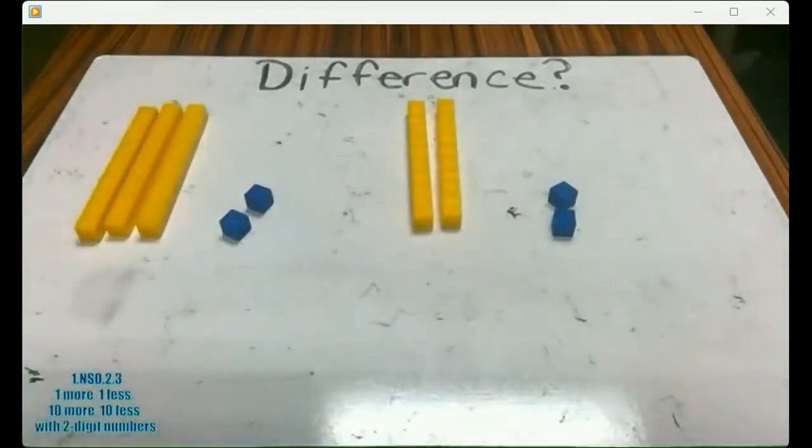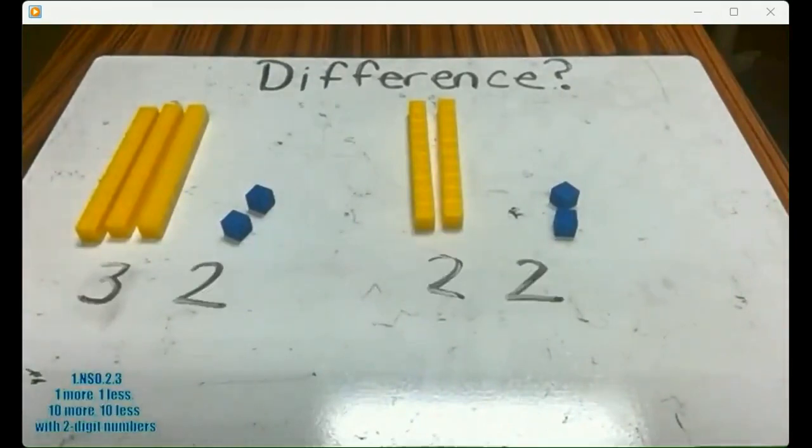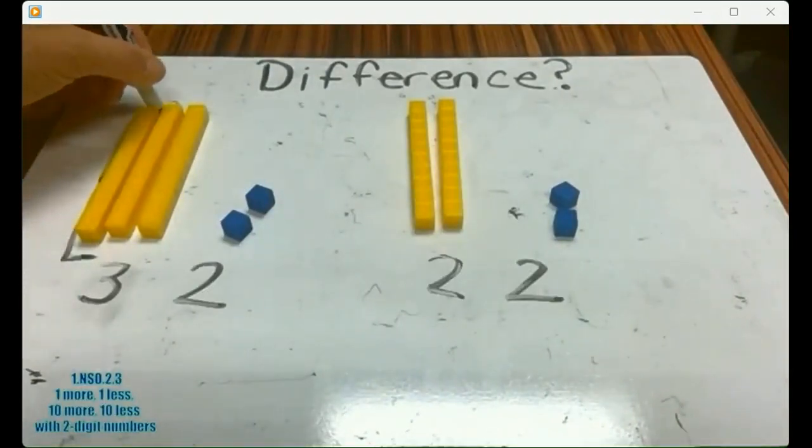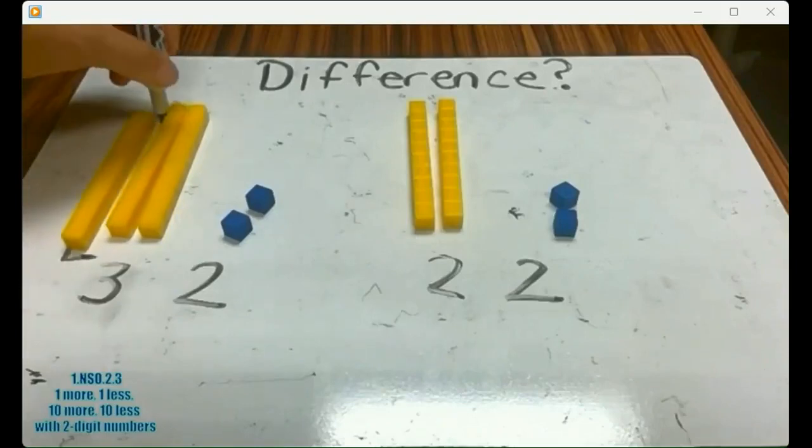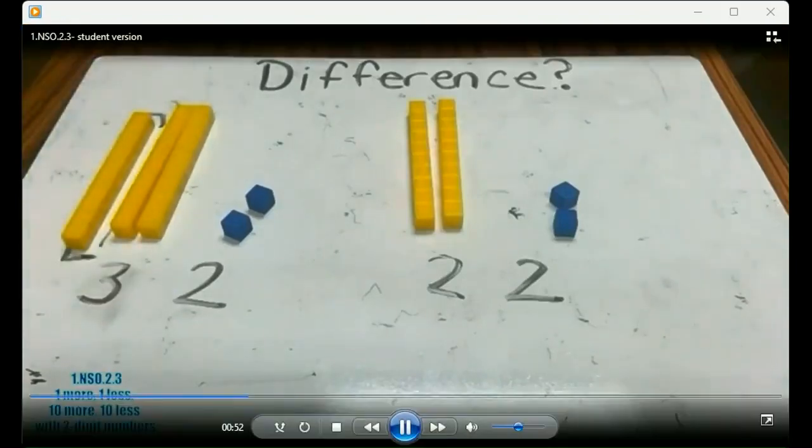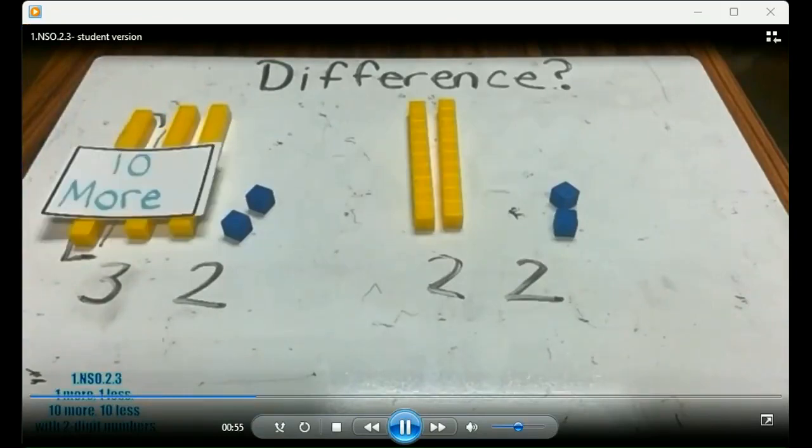Now we move on to the tens place. So students can identify which number is different because it has an extra 10. Again, providing students with the cards 10 more and 10 less will allow students to practice saying sentences such as 32 is 10 more than 22 and 22 is 10 less than 32.